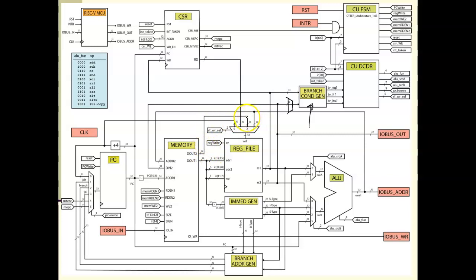I'm trying to find a nice link to it. We'll just link it in like that. Okay, and then we're going to have to put a select in there. We'll just say select X. And that select X is of course going to be an output of the control unit decoder, along with all the other select signals.